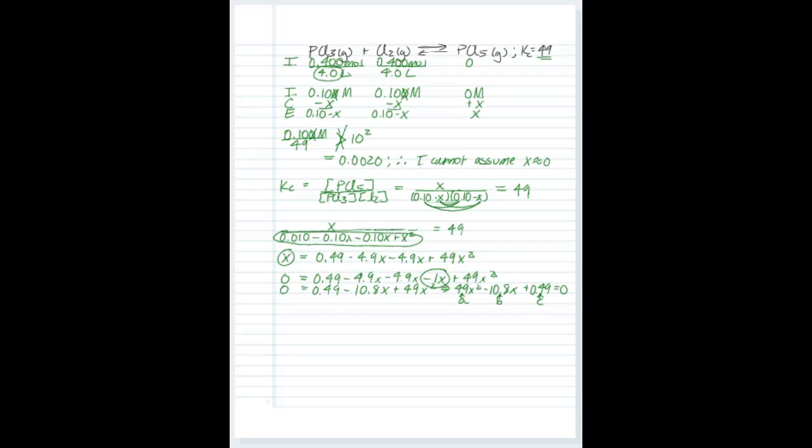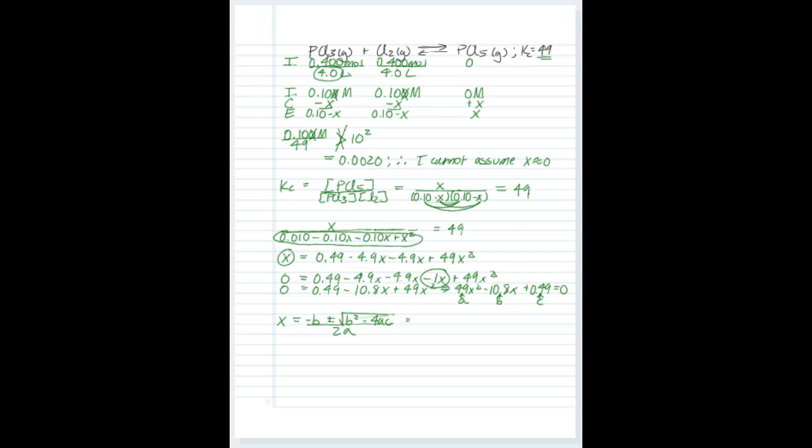And the quadratic equation is, and this will be given to you on exams, x equals minus b plus or minus the square root of b squared minus 4ac, all over 2a. Okay? So let's substitute our a's, b's, and c's into this.